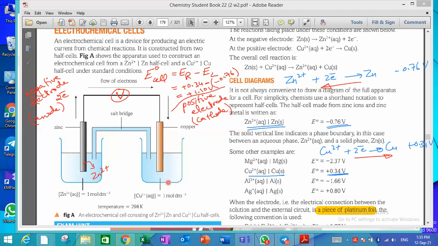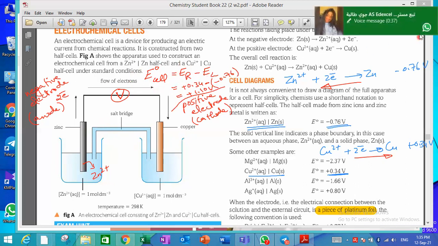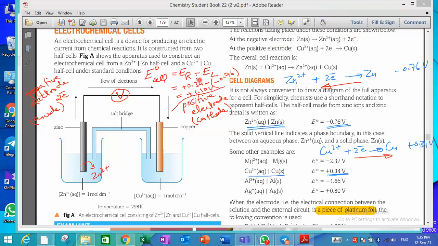Understand? Yes, sir. Okay, so always, in order to measure the standard cell potential between two different half cells, we say E naught cell equals E right minus E left. E right is the standard electrode potential of the right-hand side electrode, which is the electrode that accepts electrons, minus that of the electrode that releases electrons, and we get the E naught cell.